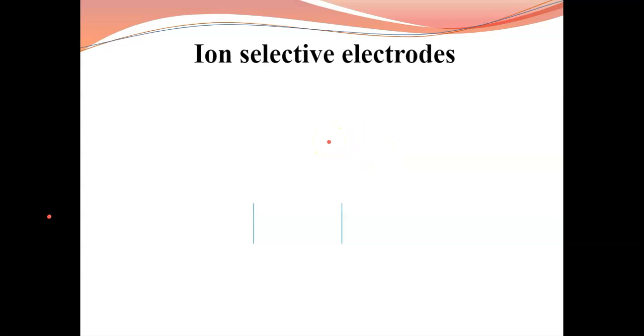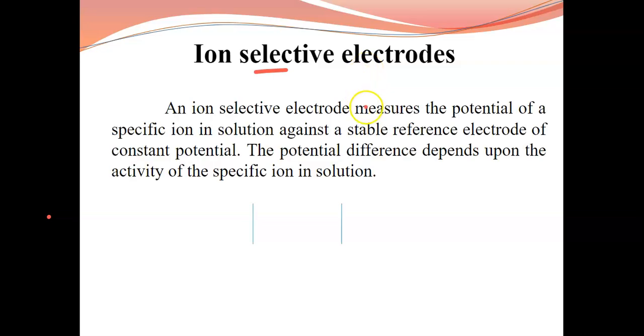Hello everyone. So in this video session, we are going to learn more about ion selective electrodes. As the name suggests, ion selective electrodes are those electrodes which are selective to a concentration of particular ions in the solution. So these electrodes generate a potential depending upon the concentration, or you can say activity, of specific ions.